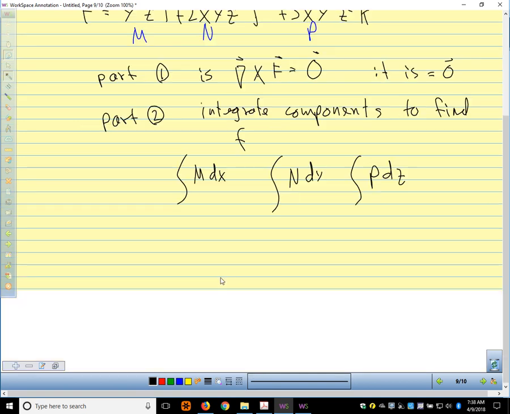What does it come out to be? x, y squared, z cubed, plus a scalar constant. I did C just to make us happy.